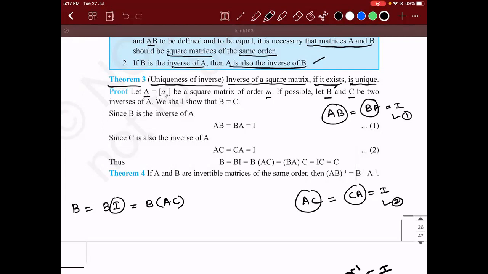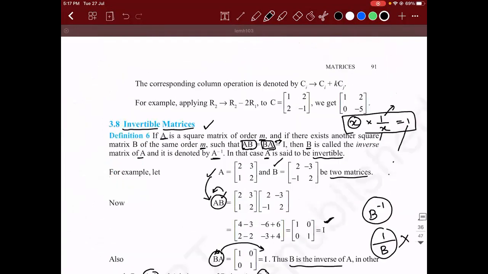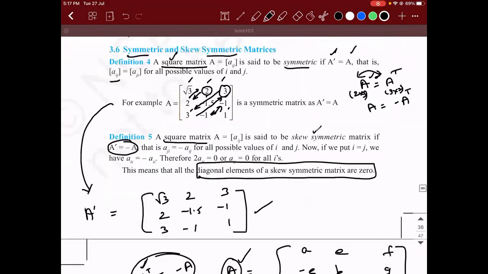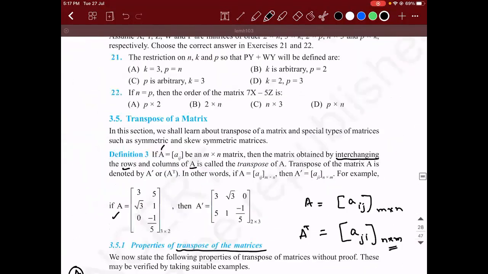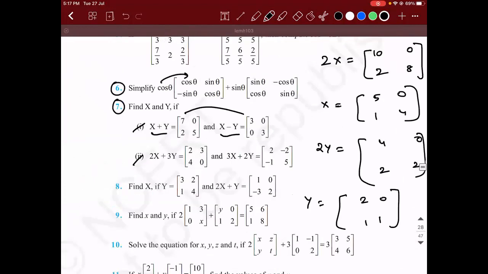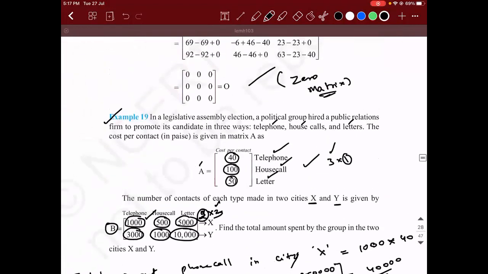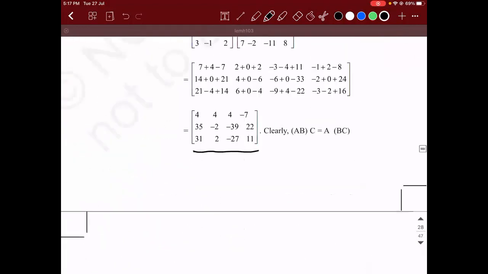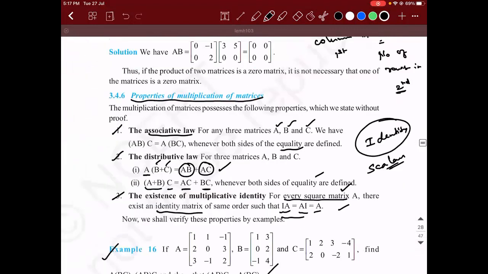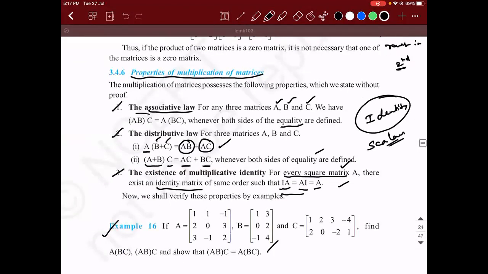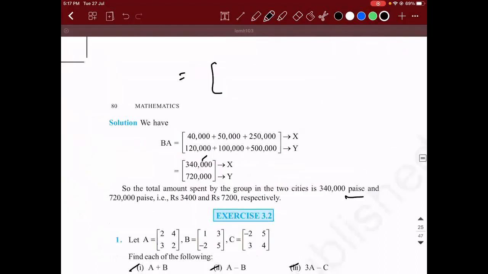Now tell me, what are all the properties of multiplication of matrices? Yes, the associative law says AB into C is the same as A into BC, right? So can I use the same logic there?